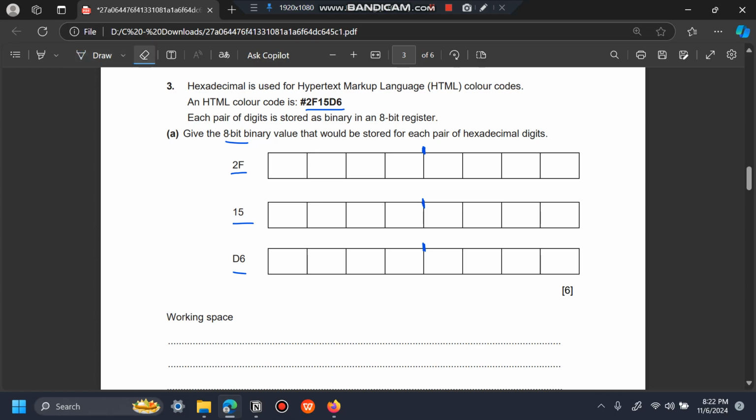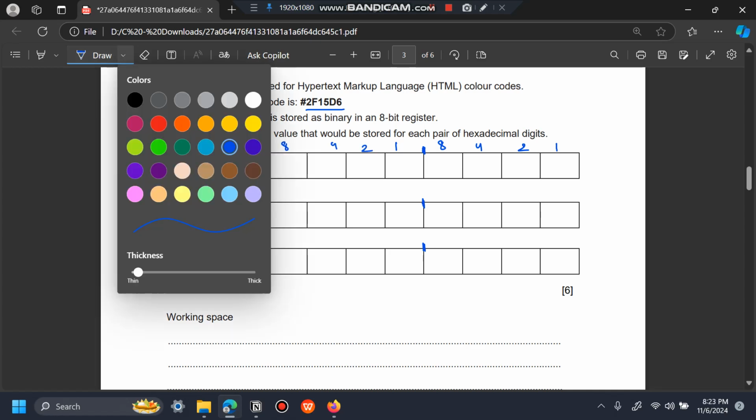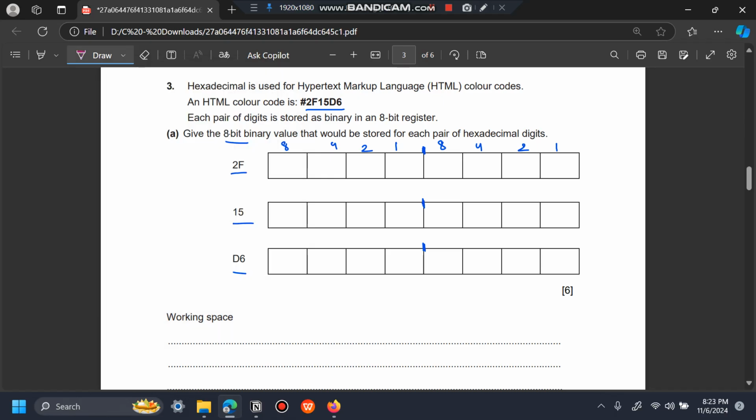I remove this from here because we are going to write the place values above: 1 2 4 8, 1 2 4 8, and we have to keep them the same for the rest of it as well. For the downwards, the first number is 2, so we will mark the 2 place and the rest will be zeros. For f, let me just write a b.